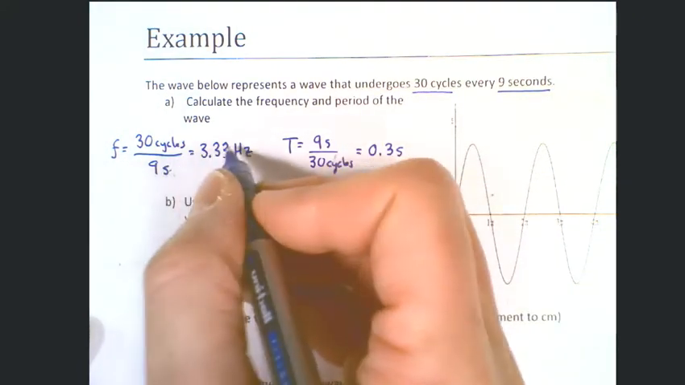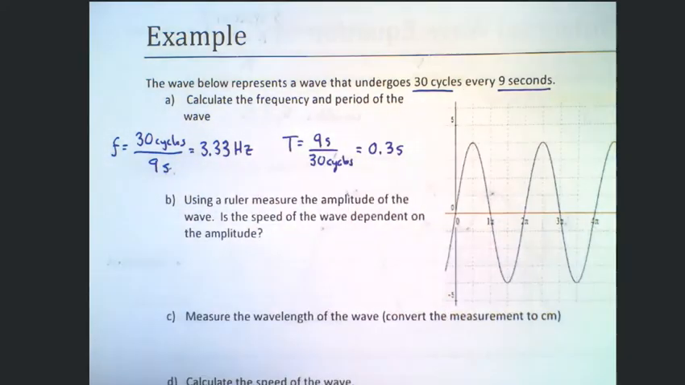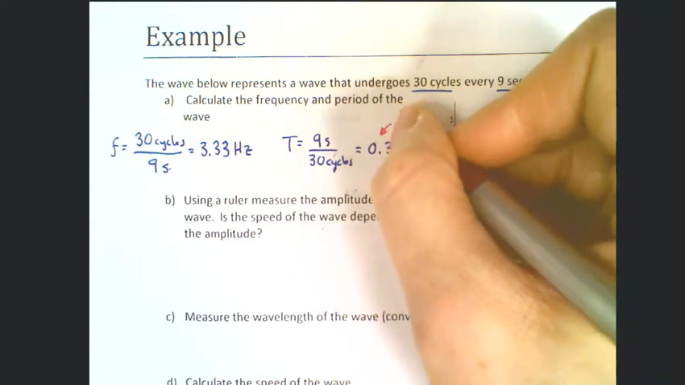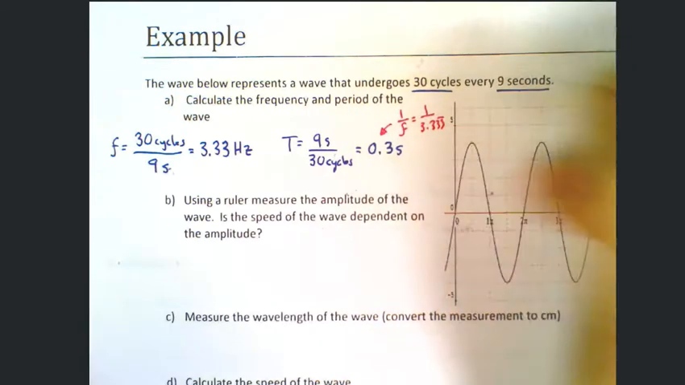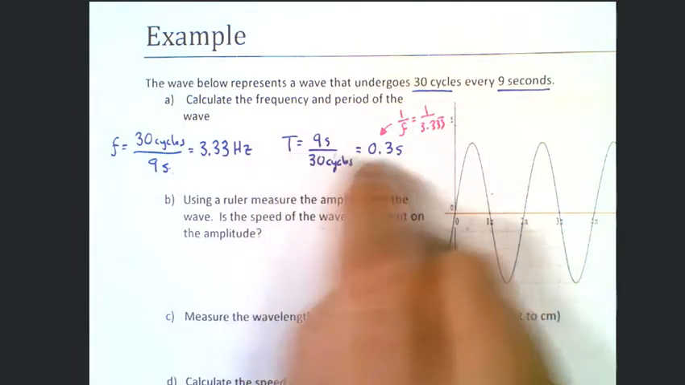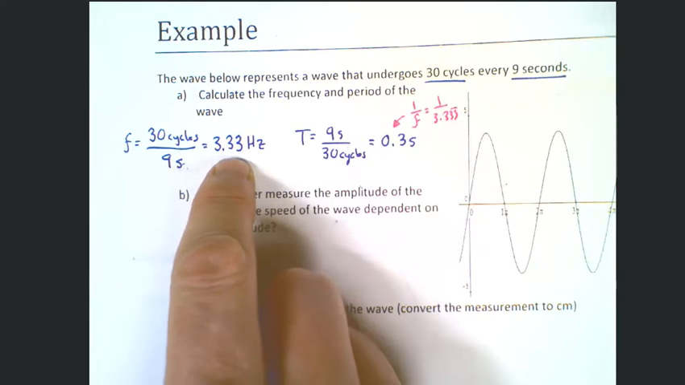Now if you have the frequency, there are multiple ways of getting this. This could have also just been done as 1 over f, which is 1 over 3.333 repeated, and you would have got 0.3. You get the exact same answer. Or if you knew the period was 0.3, you could have found the frequency by doing 1 divided by 0.3.